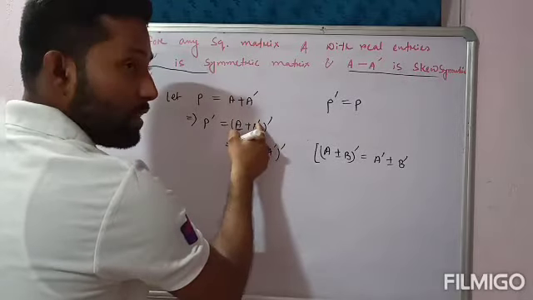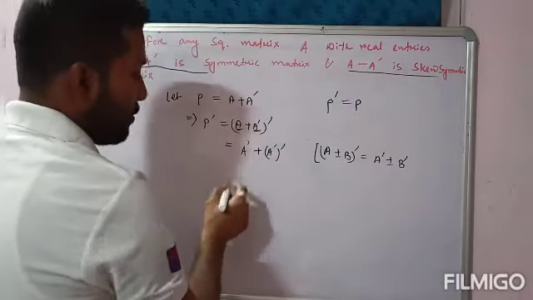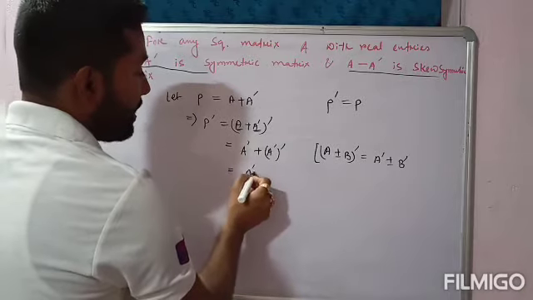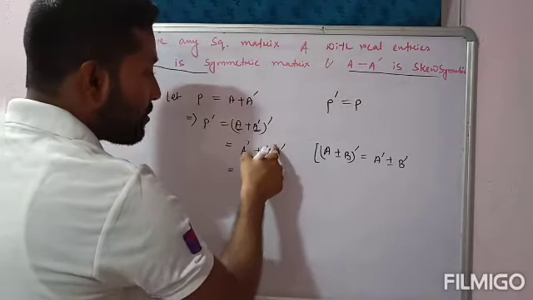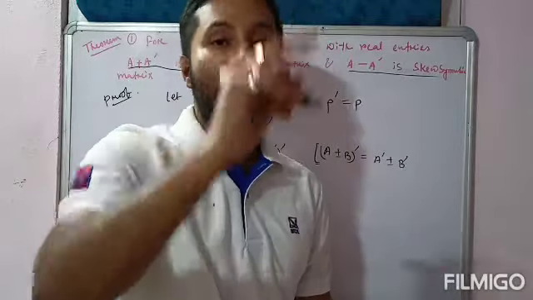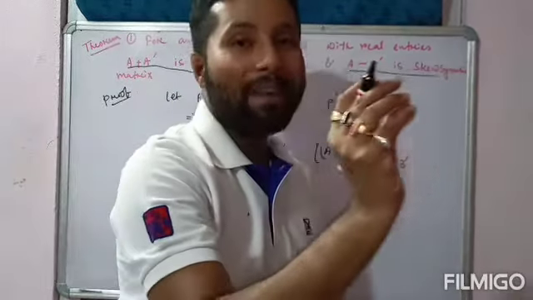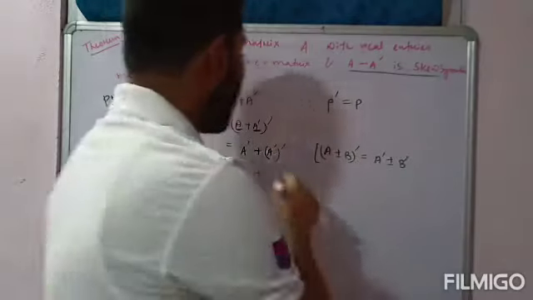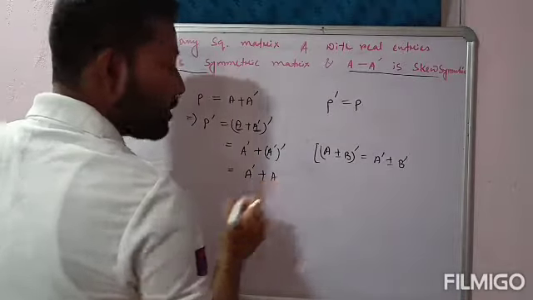Here A transpose is already there, so (A transpose) whole transpose. So this is equal to A transpose plus... now (A transpose) whole transpose, one more property is there: the transpose of a transpose of a matrix is equal to matrix A only. So (A transpose) whole transpose is equal to A.